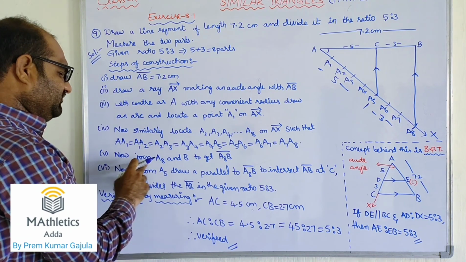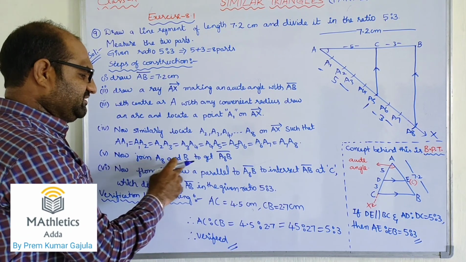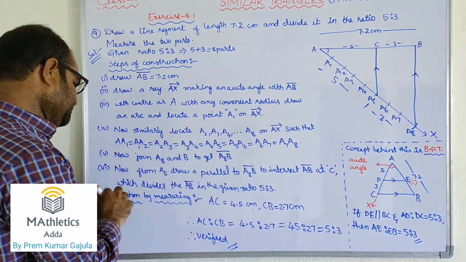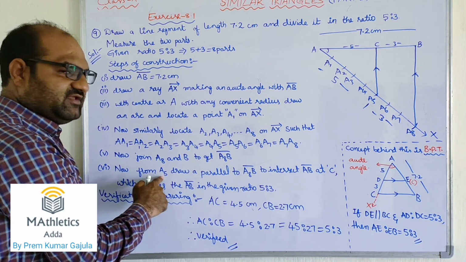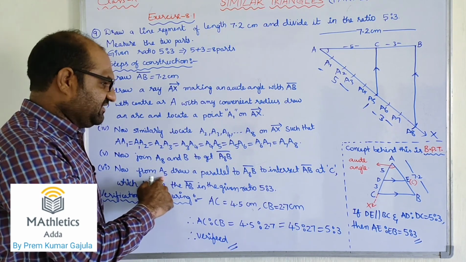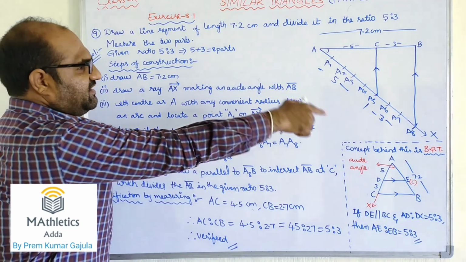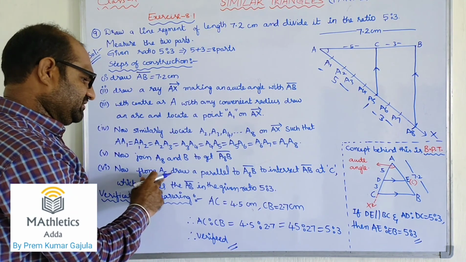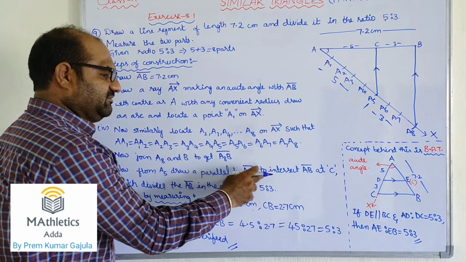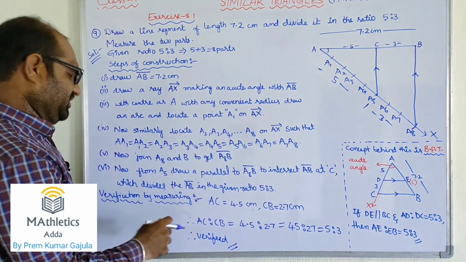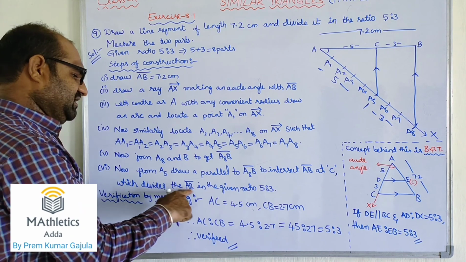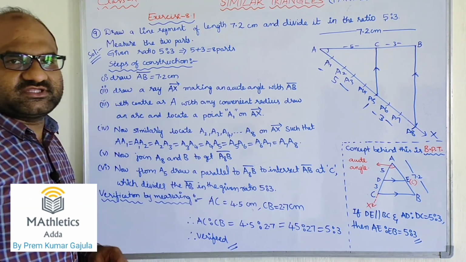Now we have to join the last point and B, that is A8 and B, to get the line segment A8B. Now why are we taking A5? Because this A5 is dividing AA8 in the 5:3 ratio. So from this point we draw a parallel to A8B to intersect AB at point C, and the point C is nothing but the point which divides AB in the given ratio, that is 5:3.